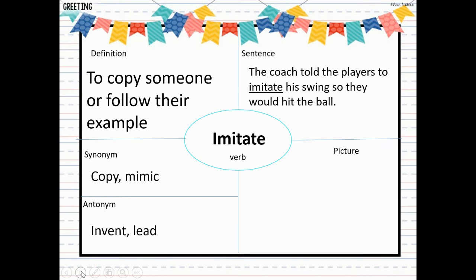Antonyms would be to invent or lead. So if I'm not doing what you're doing, I'm going to invent my own idea. I'm going to do it my own way, or I'm going to be the leader. I'm going to be the one that does it first. So we have imitate. The coach told the players to imitate his swing so they would hit the ball. Our synonyms are copy and mimic. Our antonyms are invent and lead.